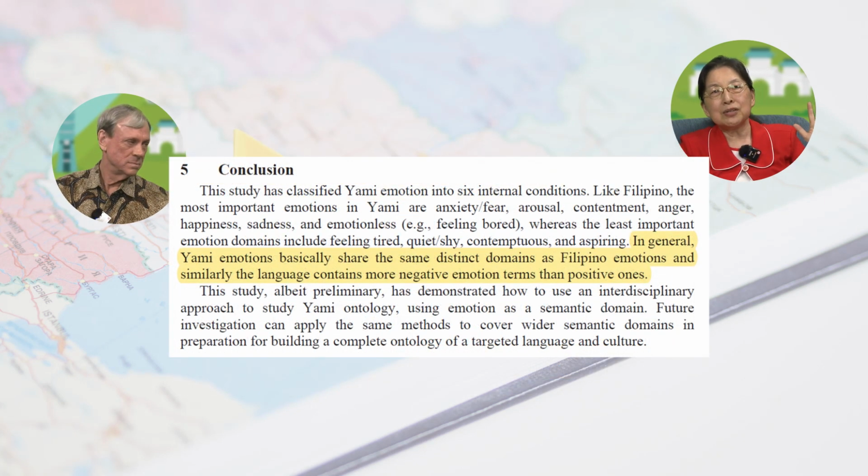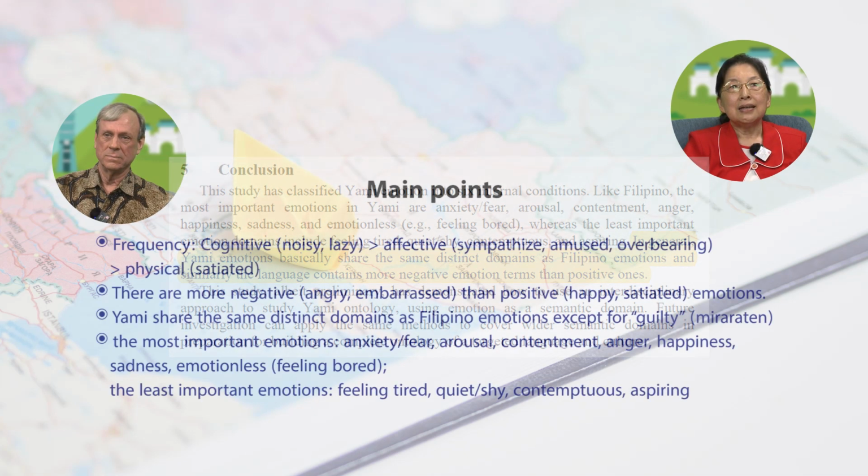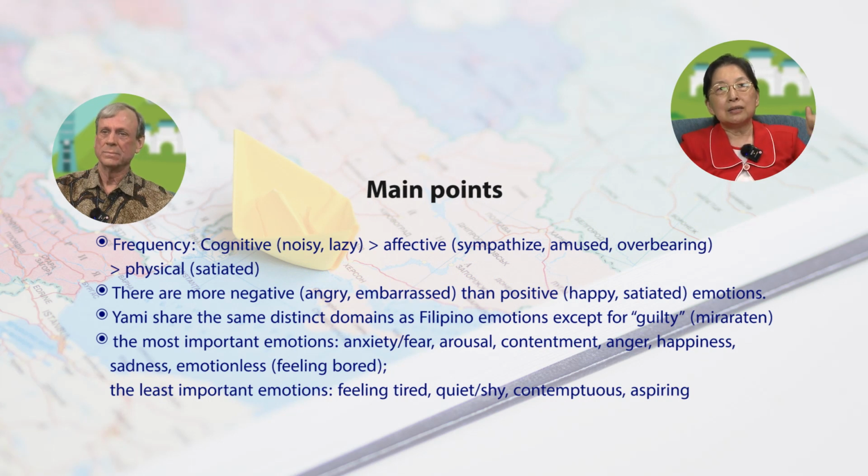So in general, Yami emotions basically share the same distinctive domains as Filipino emotions. And similarly, the language contains more negative emotion terms than positive terms. All right. So overall, let me summarize the main points. In terms of frequency, the most frequent category is related to mind, like sense it something noisy or somebody is lazy, followed by affective, like sympathize, amused, overbearing, and finally physical, satiated. And there are more negative than positive emotions. Negative are like angry, embarrassed. Positive, happy, satiated. Yami share the same distinct domains as Filipino emotions except for guilt.